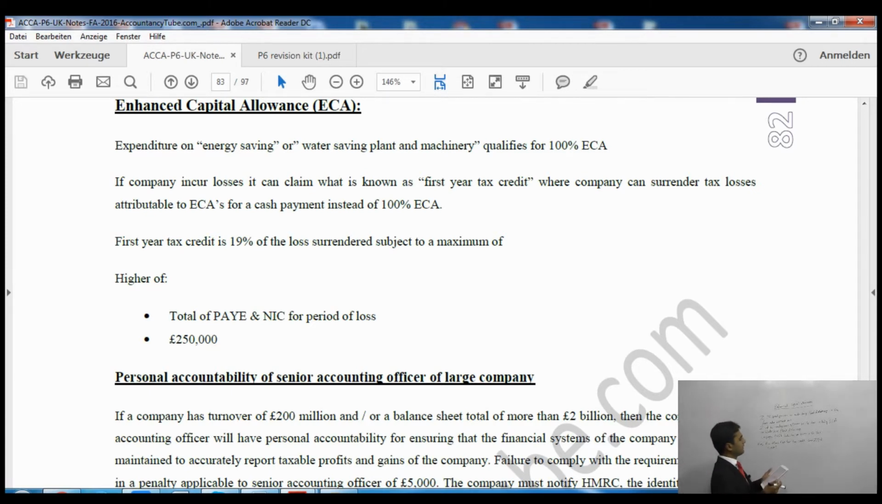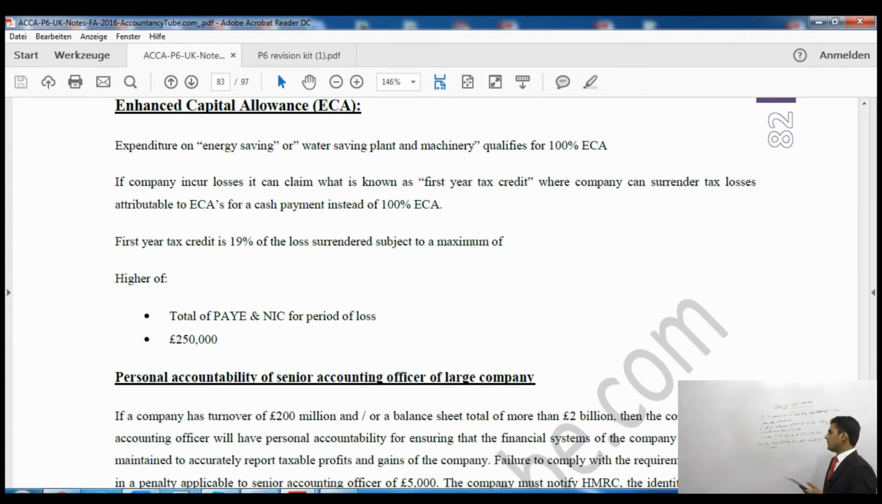So we'll take £250,000. So is our first year tax credit higher than £250,000 or lower than that? Yeah, £19,000 is lower than £250,000 anyway. So we are eligible for £19,000 enhanced capital allowance in this question. Say for example, if it was not £19,000 but £290,000, then we were restricted to £250,000, because it says up to a maximum of the higher of these two, total amount of PAYE and £250,000, right?